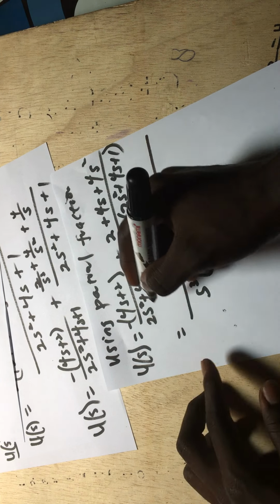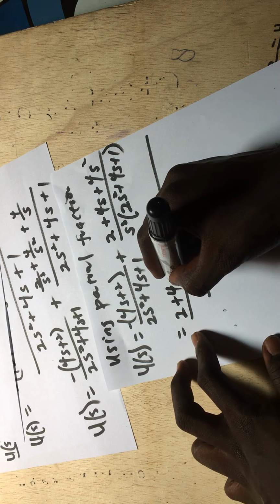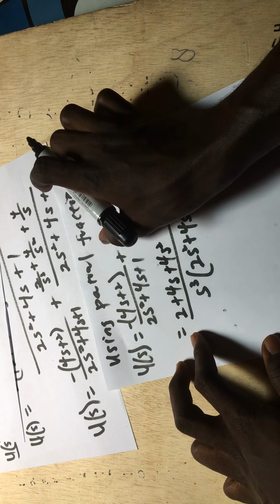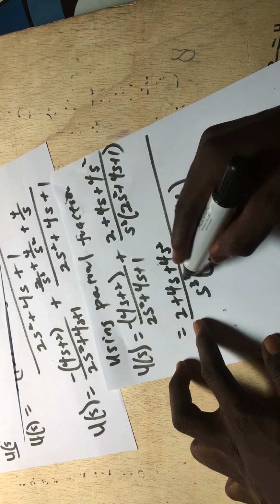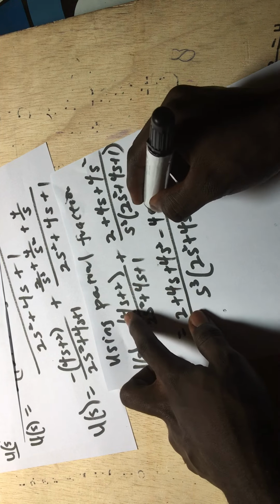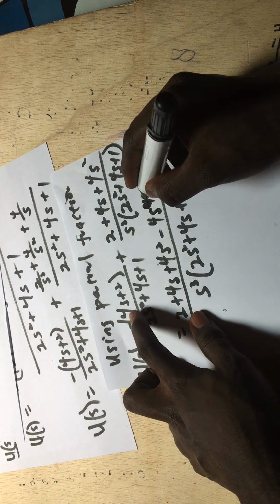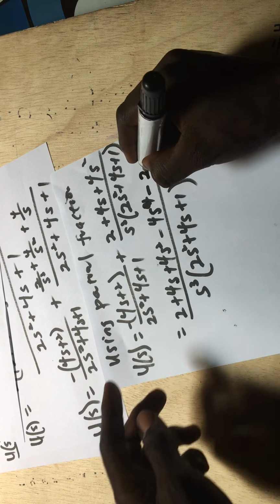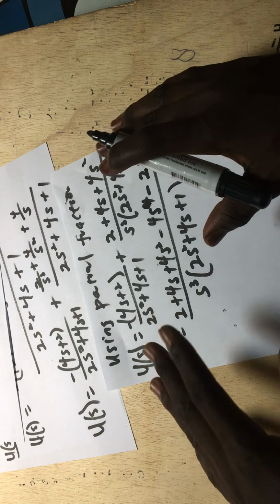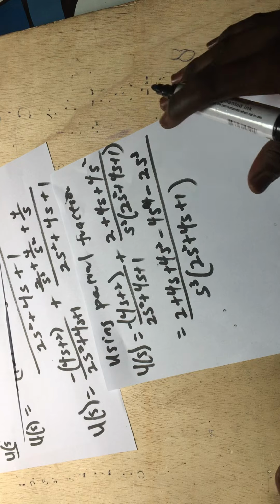So when you do that, this will be 2 plus 4s plus 4s squared. We are still going to maintain this and then we are multiplying s cube by this. So we are getting negative 4s to the power 4 minus 2s cubed. So we are done with this. We can use partial fraction to solve this. Are you getting it?